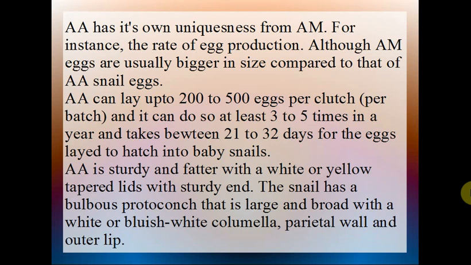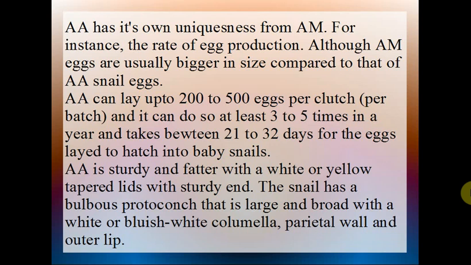For instance, the rate of egg production. Although AM eggs are usually bigger in size compared to those of AA snails, AA can lay up to 200 to 500 eggs per clutch, let's say per batch, and it can do so at least 3 to 5 times in a year, and it takes between 21 to 32 days for the eggs laid to hatch into baby snails.